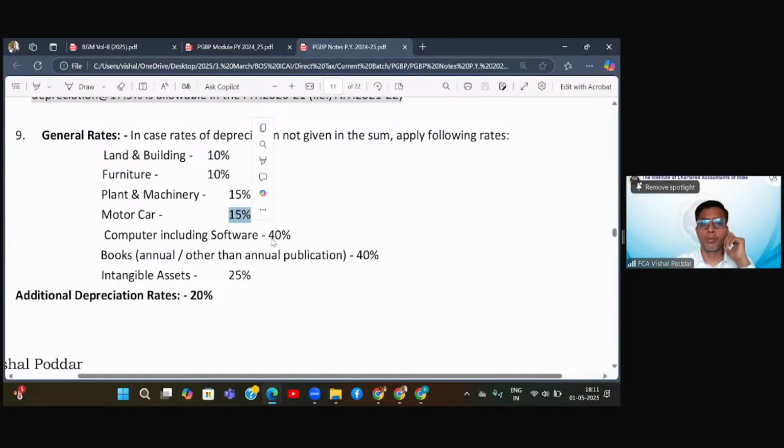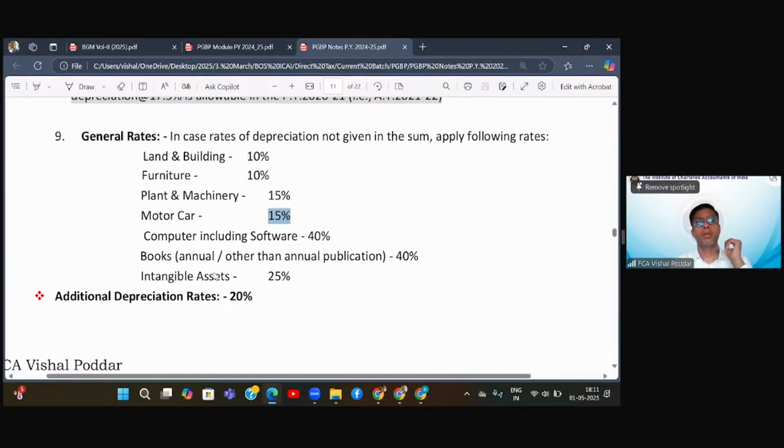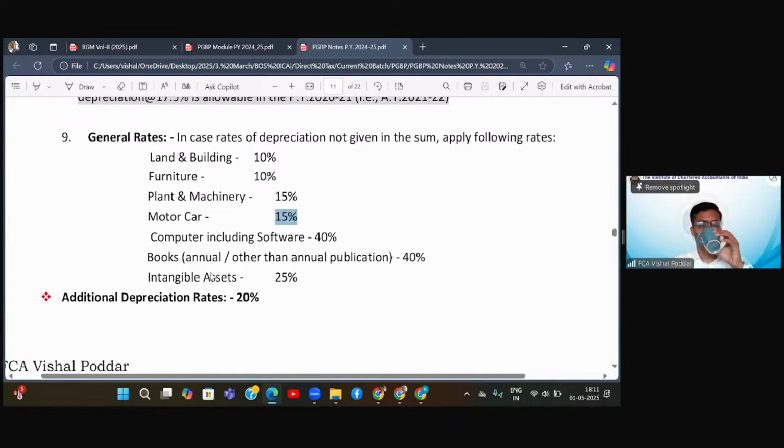Computer and its software, 40%. Books, which are required by professionals, 40%. Intangible assets, 25%.